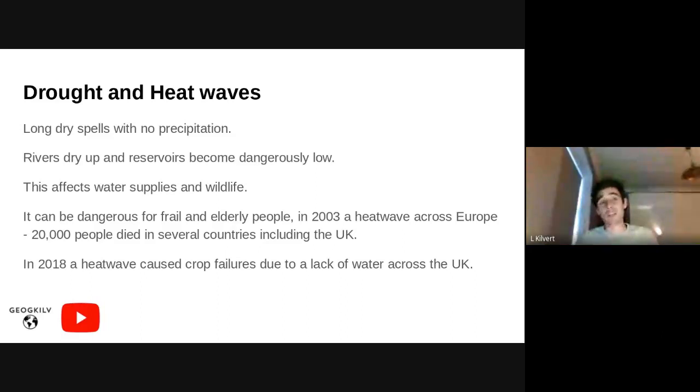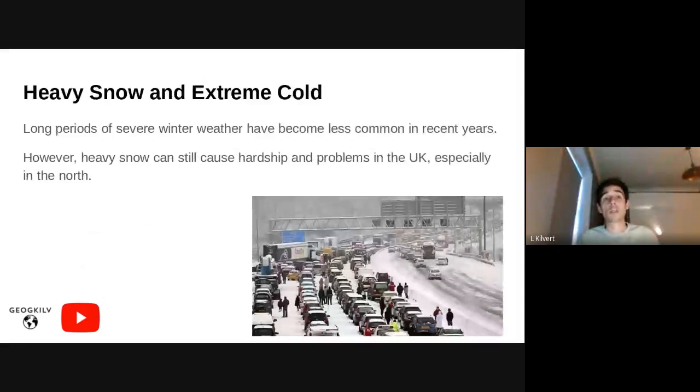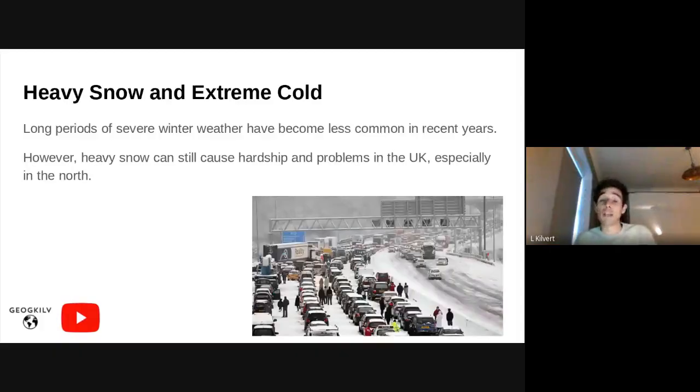The other one, and we're seeing less of this, is heavy snow and extreme cold. So we can get long periods of severe winter weather, although they have become less common in recent years. However, it is worth noting that heavy snow can still cause hardship in the UK, especially in the north. And you can see that picture there of a gridlocked motorway. Now, because we don't get heavy snow and extreme cold as often as perhaps we used to, we don't really plan for it particularly well.